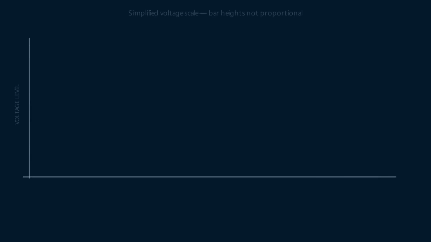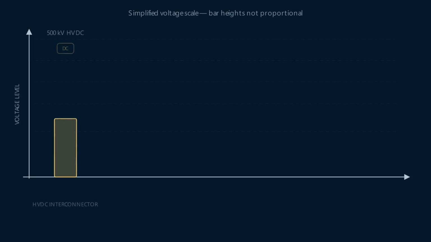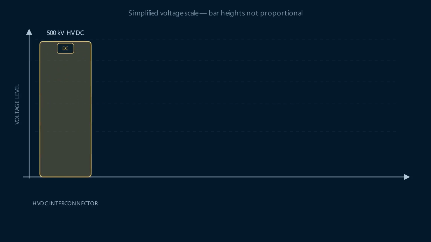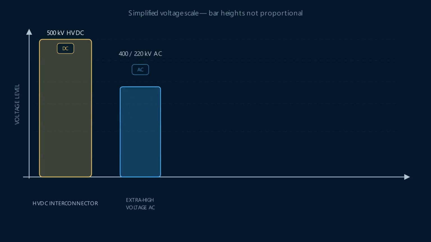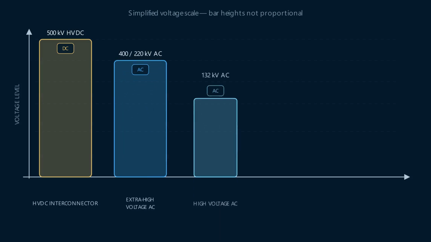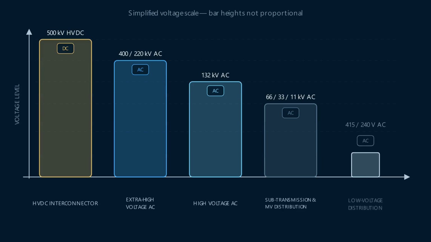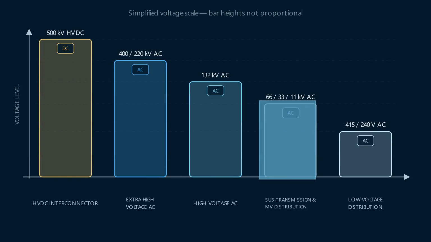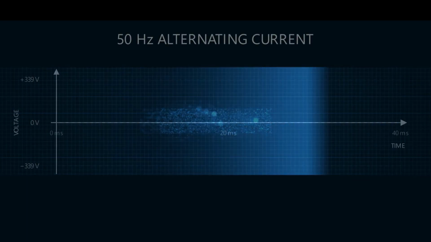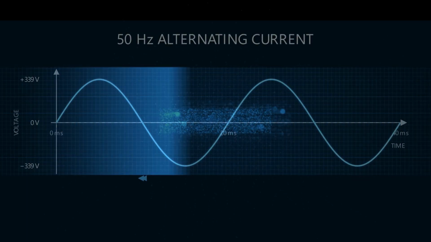From highest to lowest, Kenya's system uses different voltage levels. At the top is the 500 kilovolt high voltage direct current interconnector between Ethiopia and Kenya. The main AC transmission network uses 400, 220, and 133 kilovolts. The voltage is then reduced to 66, 33, and 11 kilovolts as electricity moves into the distribution network. Finally, low voltage consumers receive electricity at 415 or 240 volts. And all this happens at a frequency of 50 Hz. This means that the alternating current completes 50 cycles every second.